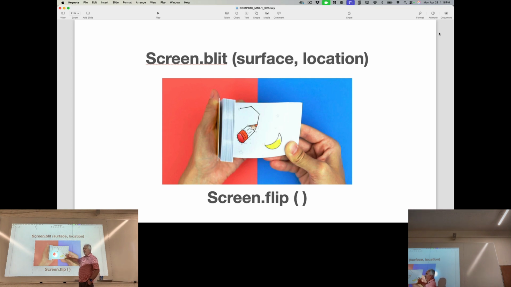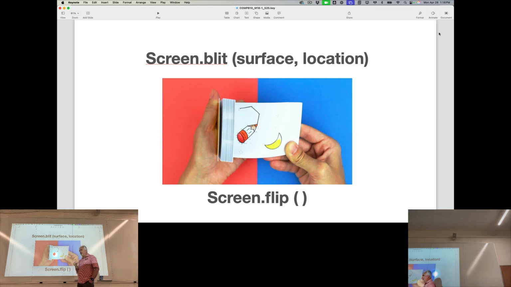But these are done by you drawing a picture, and then on the next page you draw a picture that's just slightly different. The next page slightly different, and then when you flip through them, it looks like they're moving, right? Just the illusion of movement.